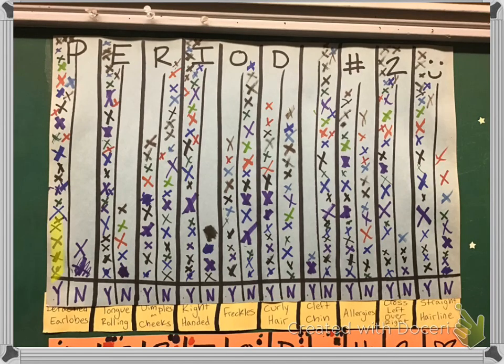So here we see detached earlobes. We see tongue rolling. We see right-handedness. We see, what else is one that we see more of? We see allergies. We see straight hairline. And we see cross left over right. Look at all of those examples of dominant, right?